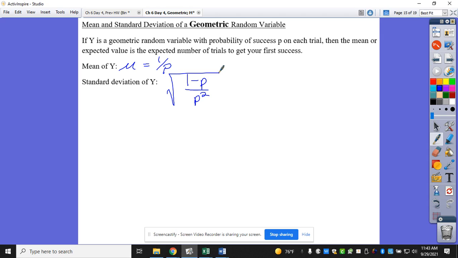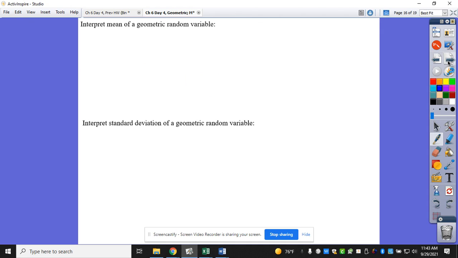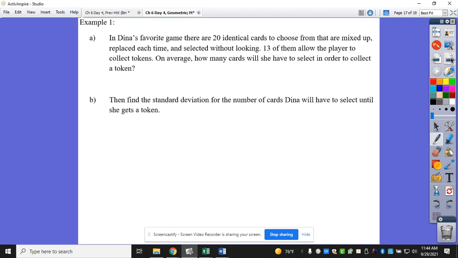So I left space for interpret mean and interpret standard deviation, but let's go ahead and go straight to filling it in, and I'll come back and write the interpret. So in Dina's favorite game, there are 20 identical cards to choose from that are mixed up and replaced each time. And they're selected without looking. So that whole first sentence is just making sure to justify that it is what? Independent.